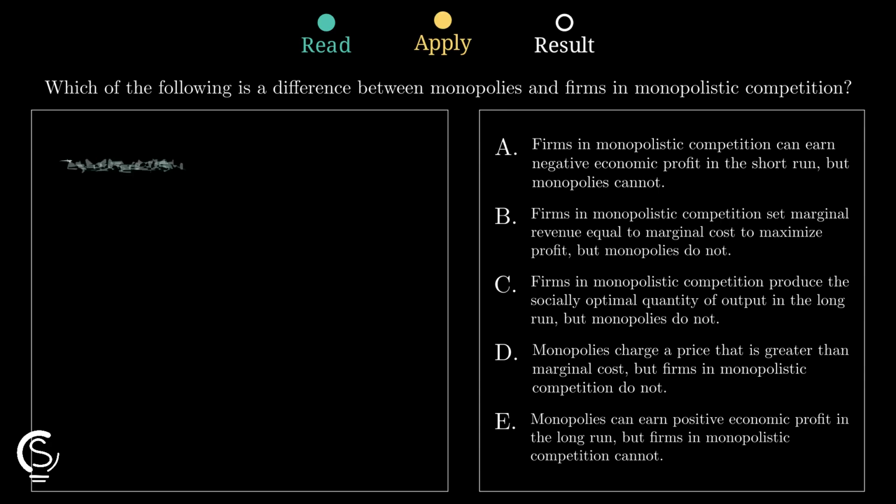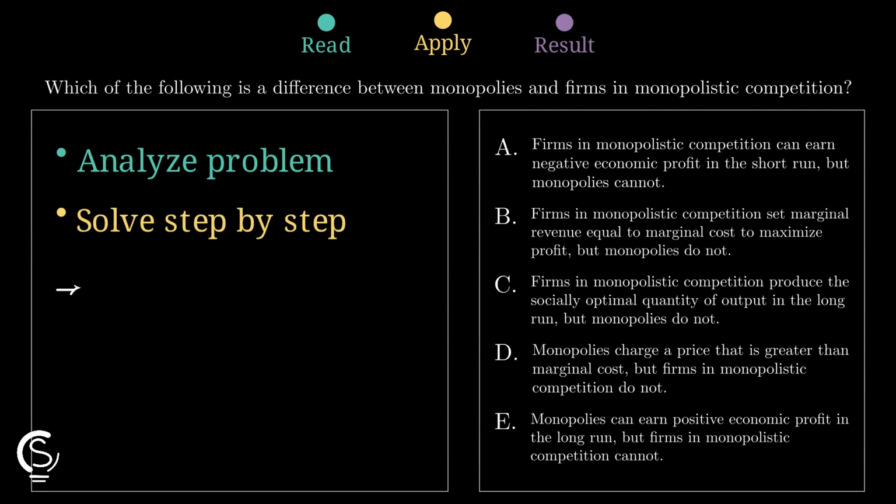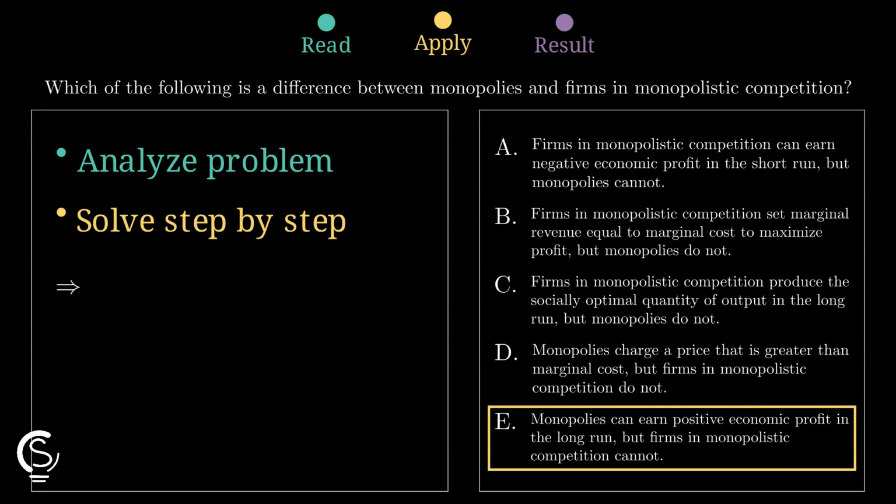Next, eliminate the statements about price and efficiency. Both market types usually charge price above marginal cost, and neither one reaches the socially optimal output described in C or D. That leaves profit claims. Monopolistic competition can earn profit short run, but free entry removes long run profit, while monopolies can keep positive economic profit.